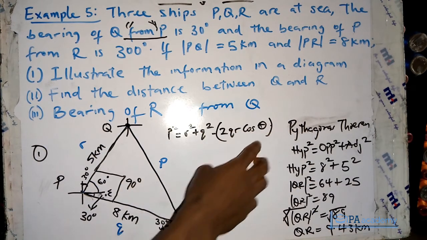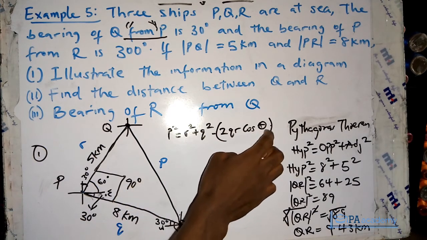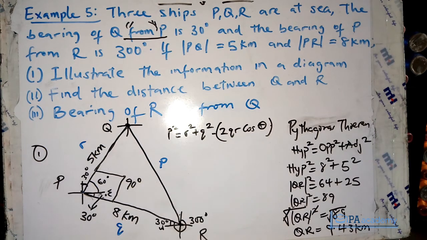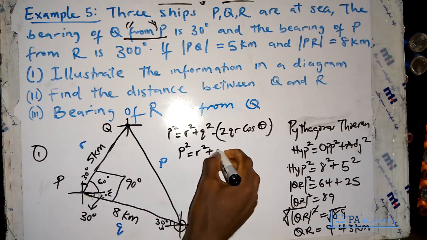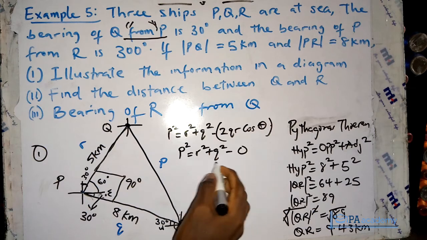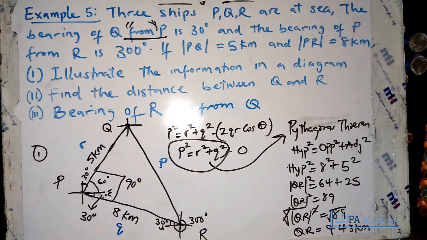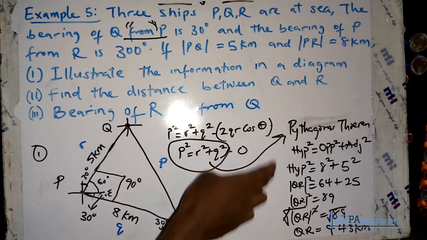Now, if you look at our angle, it is 90 degrees. By the time we put it into this as cos 90, cos 90 will give us 0. So we'll be left with p squared is equal to r squared plus q squared minus 0. This is still coming back to give us the Pythagoras theorem. So whichever way you want to attempt it, you still arrive at the Pythagoras theorem, because this itself is a right angle triangle. So that is it for the second part, which is to find the distance between Q and R. We've achieved that using the Pythagoras theorem.